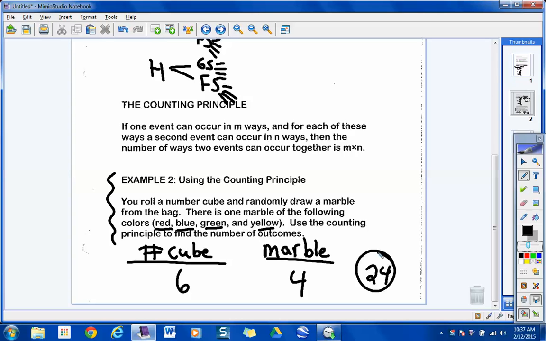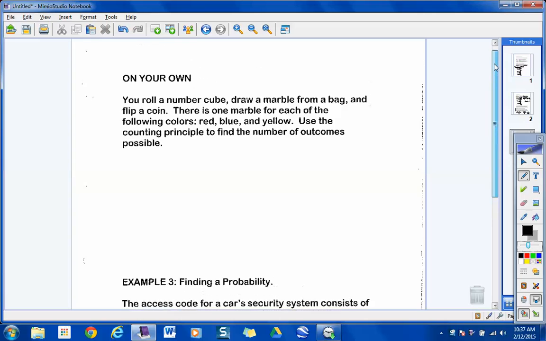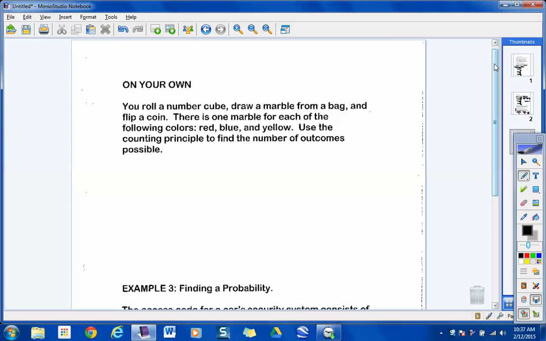All right, so let's move on. Okay, so you guys try this on your own right here. It says use the counting principle to find the number of possible outcomes in that situation. See what you come up with.